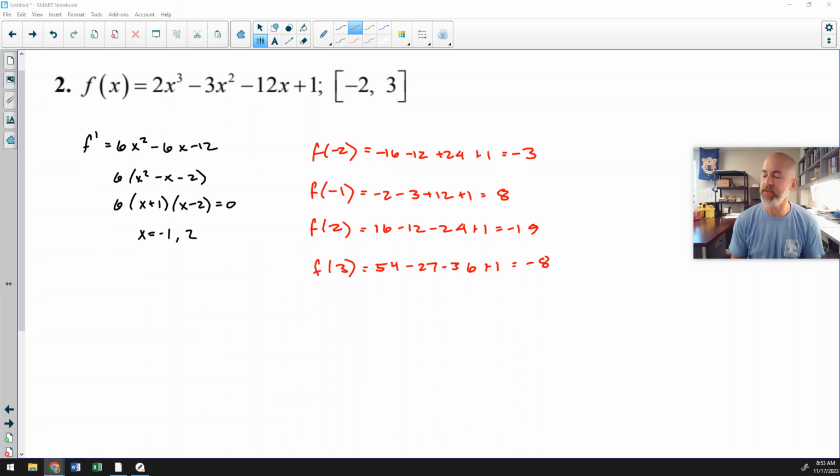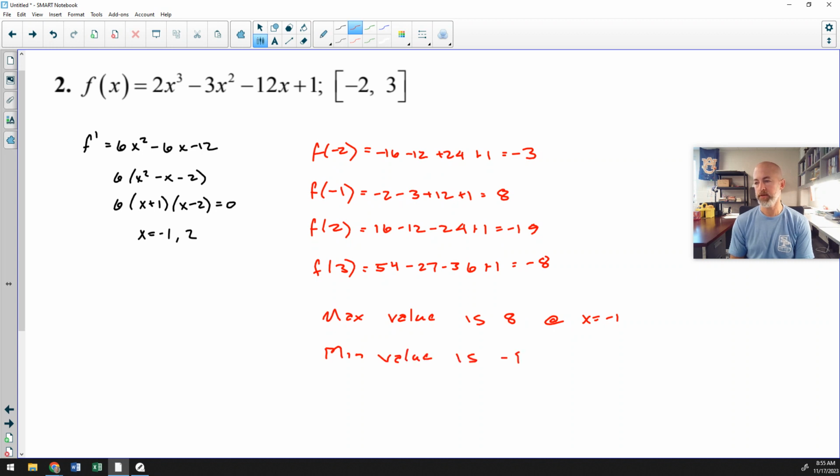And here's what I came up with in my head. I may have made an arithmetic error. I probably should have double checked this in a calculator, which I just did. And those are correct. So now I am looking for my highest and lowest. And so my maximum value, the highest value, is 8, and that occurs at x equals negative 1. My minimum value is negative 19, and that occurred at x equals 2.